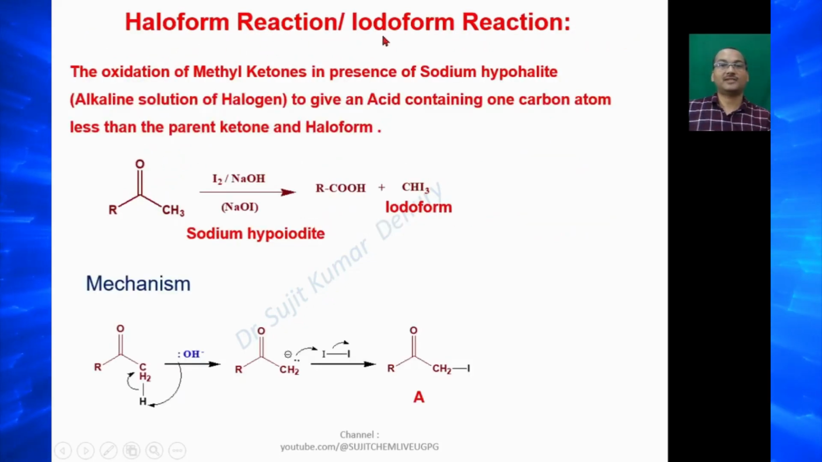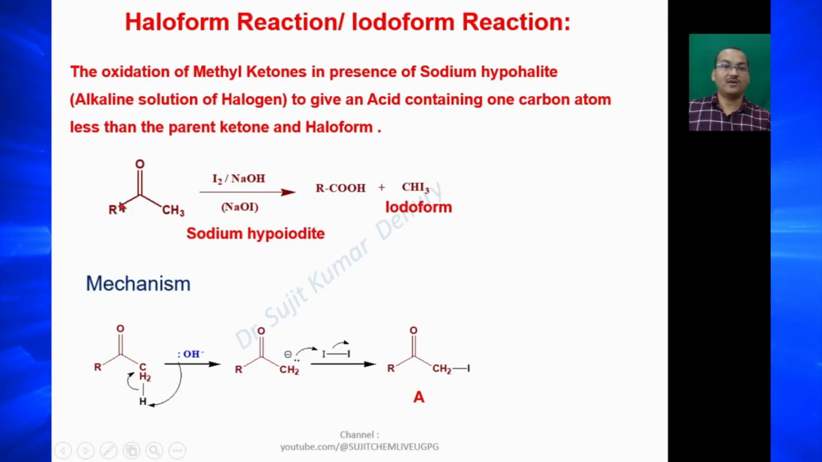Next is a haloform reaction or iodoform reaction. So the oxidation of methyl ketones in presence of sodium hypohalide, that is alkaline solution of halogen, gives an acid containing one carbon atom less than the parent ketone, and haloform. So this is the methyl ketone CH3COR. In presence of iodine and sodium hydroxide, you would get the acid which is one carbon atom less than the parent ketone, and the iodoform or haloform CHI3.